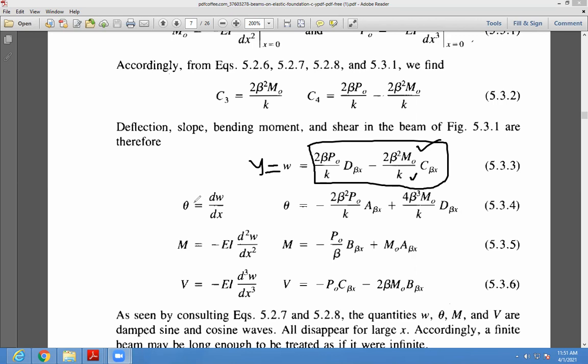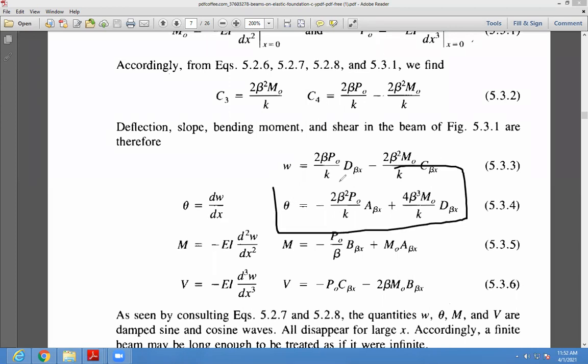Now, what is slope or rotation? It is the rate of change of deflection. Now, taking the derivative of deflection with respect to x, this is the equation of w, so we take the derivative of w with respect to x. We get the value of theta equal to minus 2 beta square p naught by k A beta x plus 4 beta cube m naught by k D beta x, right?